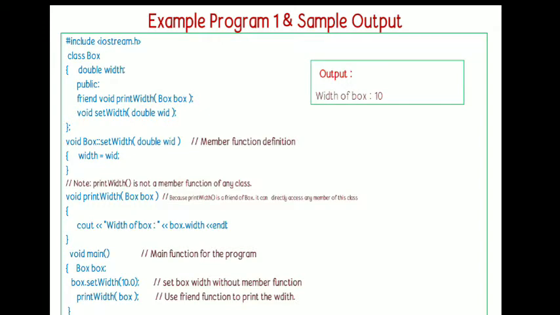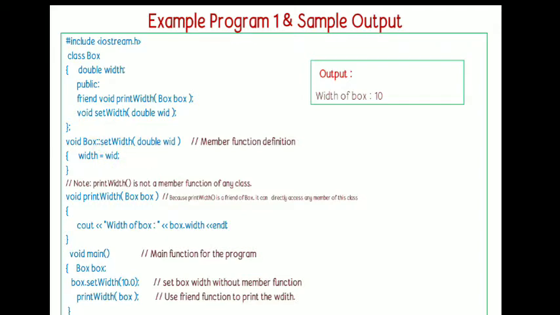So this class has a first member, the data member width, and a member function setWidth. In addition to this, it has a friend function. Now we are defining all the functions outside the class. So the first function, the member function setWidth, is defined outside.